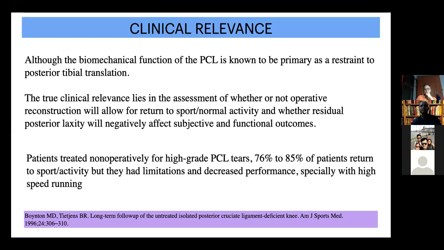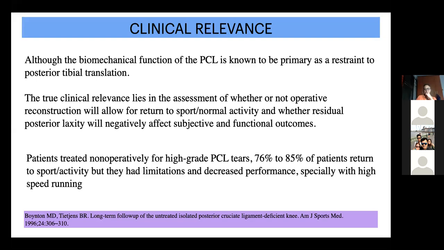Now going to the clinical relevance of the biomechanics of the PCL. Although the biomechanical function of the PCL is known to be a primary restraint to posterior tibial translation, the clinical relevance comes in whether or not operating or doing the reconstruction will allow the patient to return to normal activities, and whether residual posterior laxity will negatively affect subjective and functional outcomes.